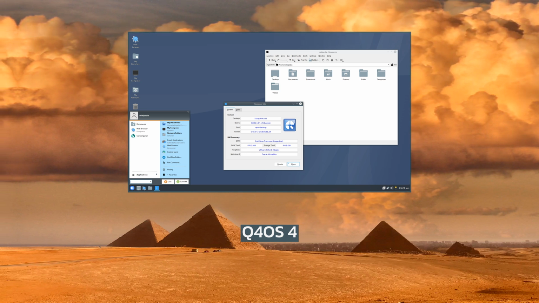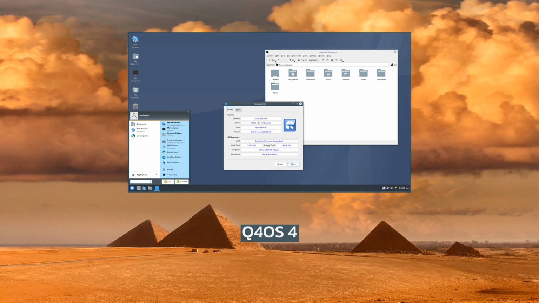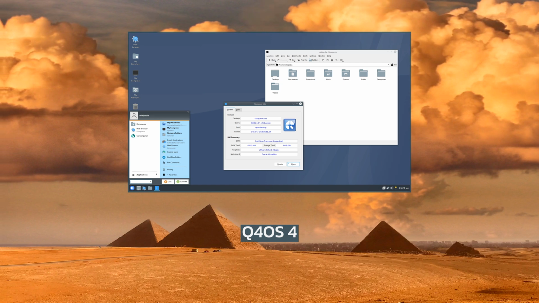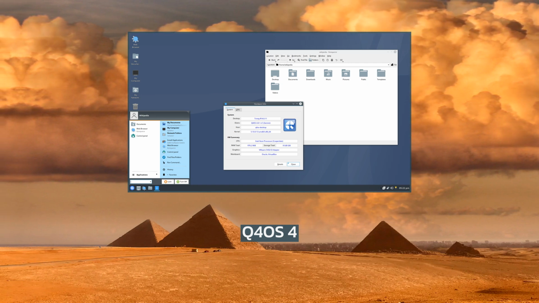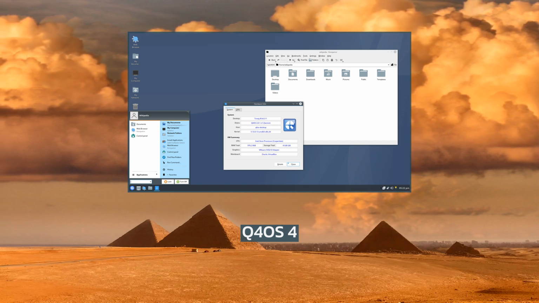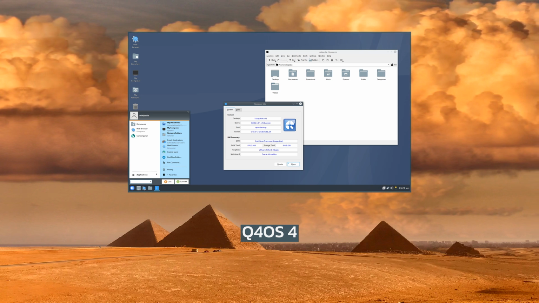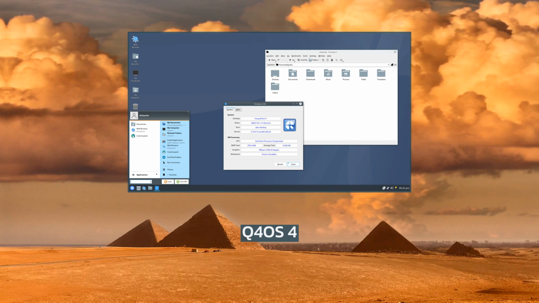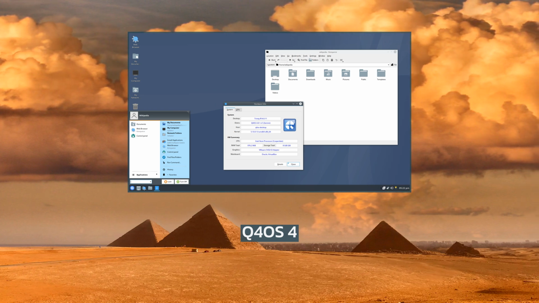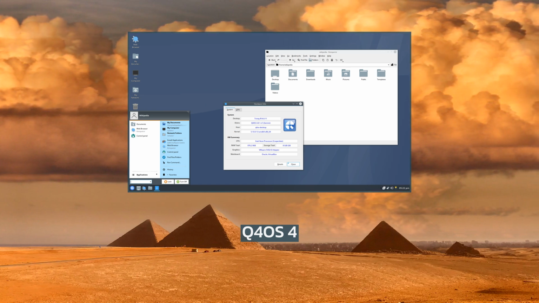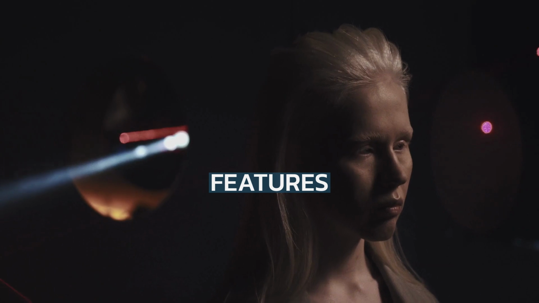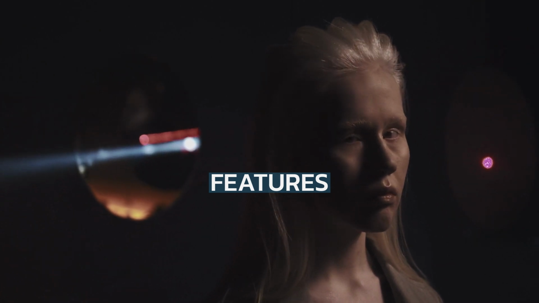In 2019, version 3.8 was released, which was based on Debian Buster. The original KDE-based version has been discontinued since around 2018. As of April 2020, the core developers of Q4OS, initially starting the project in Germany, are now operating in Prague, Czech Republic. With that being said, let's now move on to features.